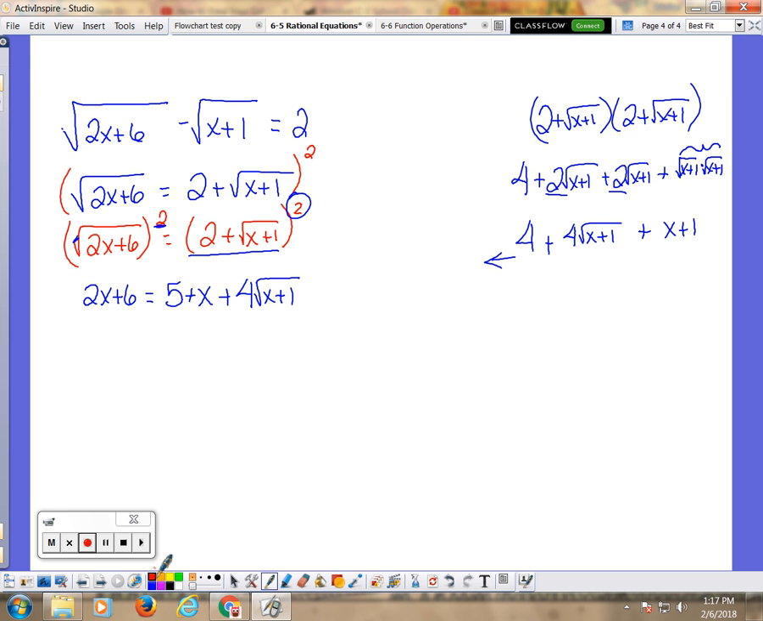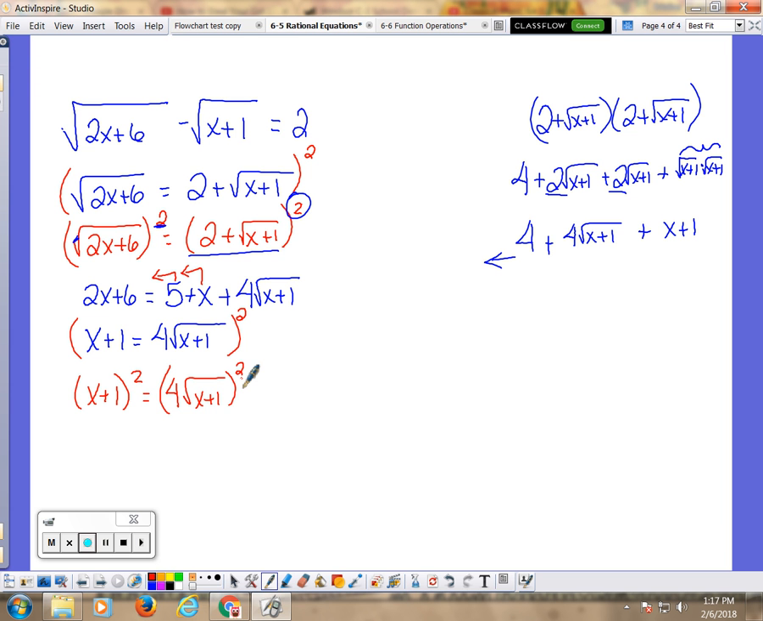So now I'm going to move this guy and this one to the other side of the equal sign. So I'm going to subtract 5 and I'm going to subtract x. So I'm going to end up with x plus 1 equals 4 square root of x plus 1. Just like above, how do I undo this square root right here? Well, I'm going to square everything. So this becomes x plus 1 quantity squared equals 4 square root of x plus 1 squared.